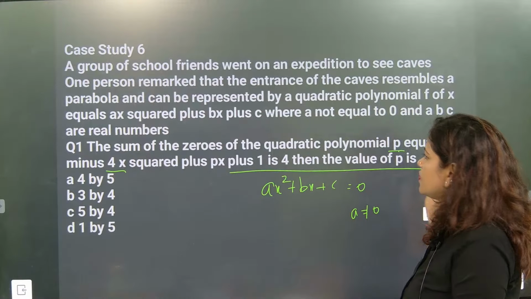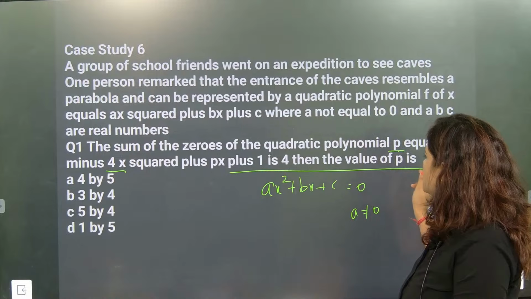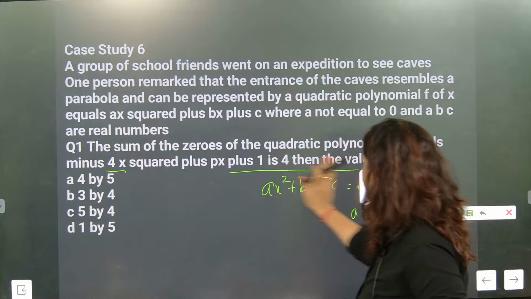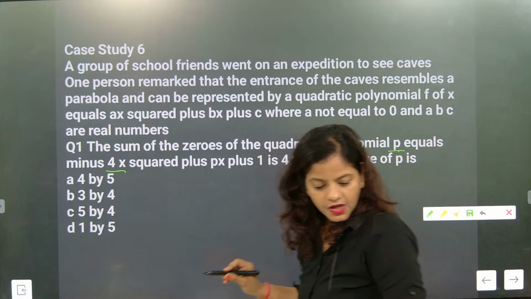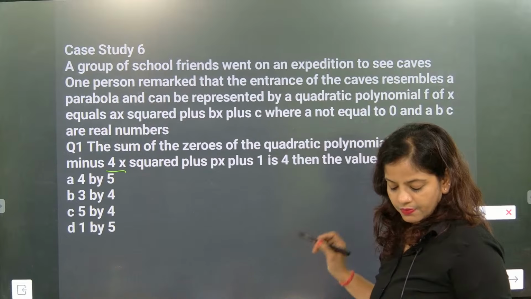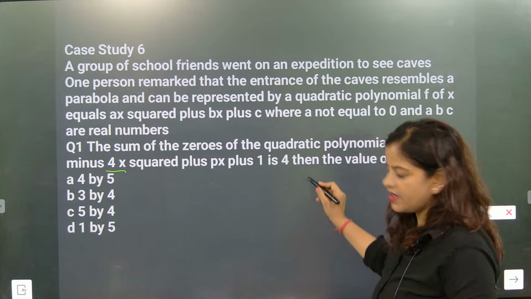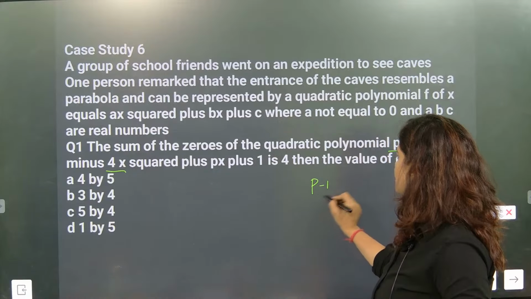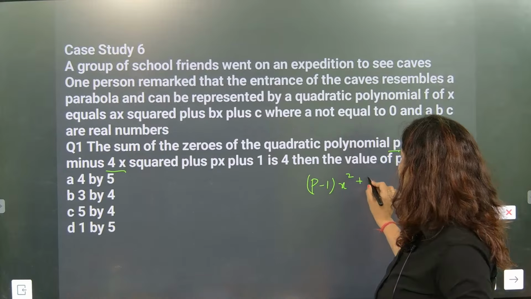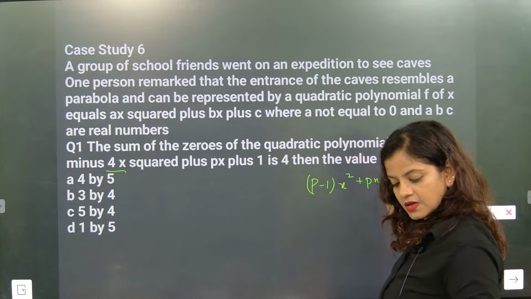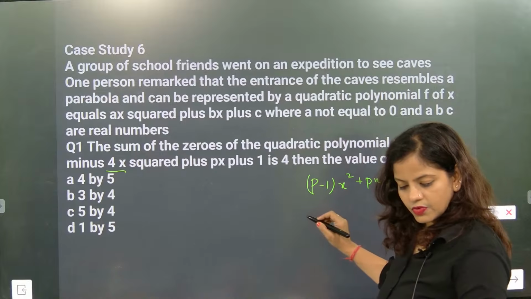P minus 1 equals polynomial. Wait, I'll write this equation. I'm changing the equation. Just note down this equation, beta. The equation I'm writing is P minus 1 x square plus px plus 1.